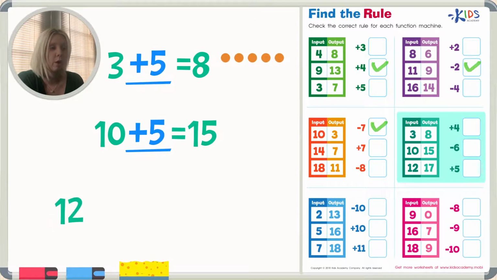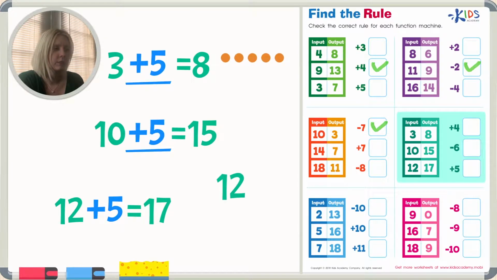What about 12 plus 5 equals 17? Is this the right answer? Well, let's just add it up to the side. 12 plus 5. Okay, I know 5, 6, 7. And then 1 is 17, so that's right. So my answer in this particular function machine is plus 5.